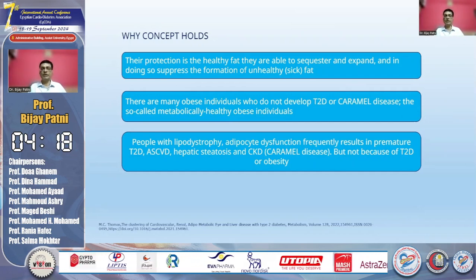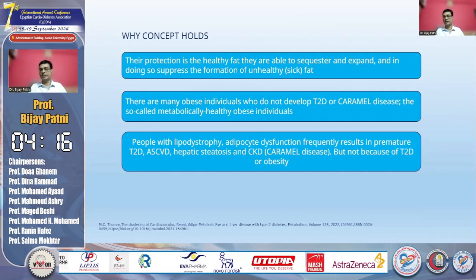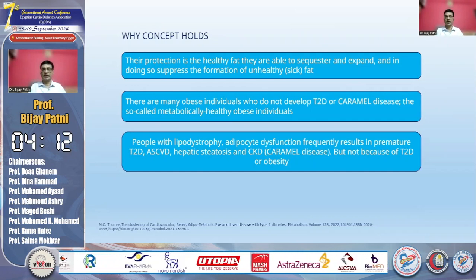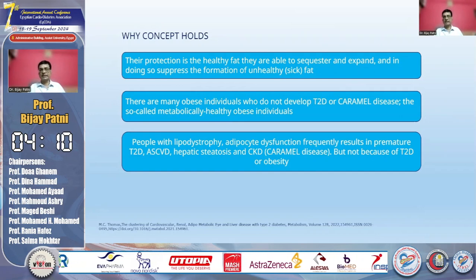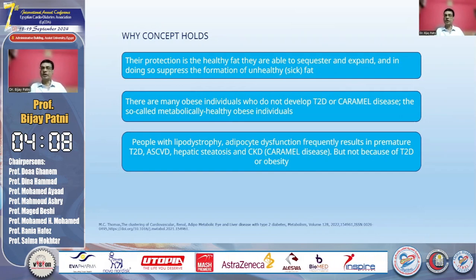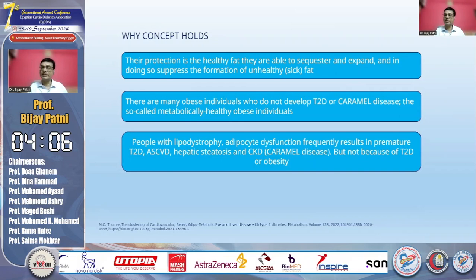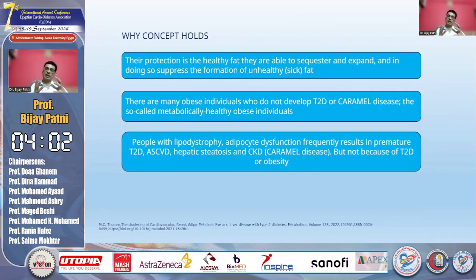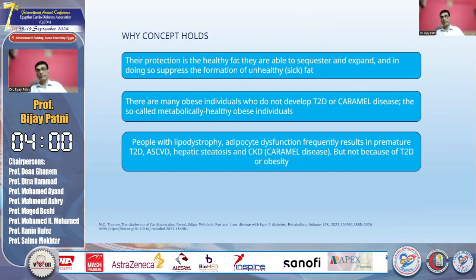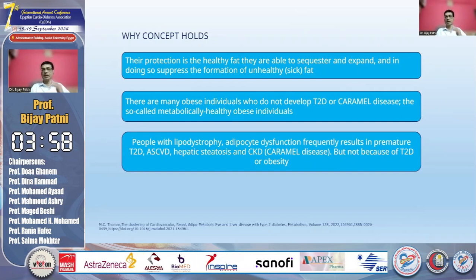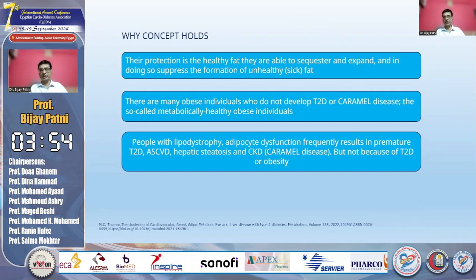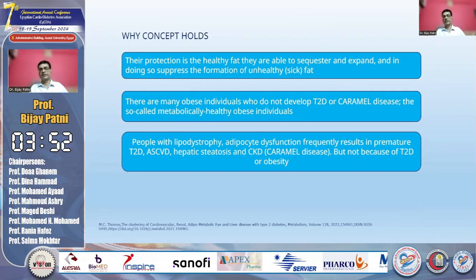And in people with lipodystrophy, adipocyte dysfunction frequently results in premature type 2 diabetes, atherosclerotic CVD, hepatosteatosis, and CKD, but not because of type 2 diabetes or obesity. So it's not always that when you see a patient who is type 2 diabetic or obese, but still might be having a manifestation of atherosclerotic CVD or liver disease or CKD.